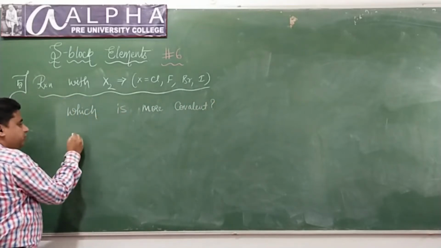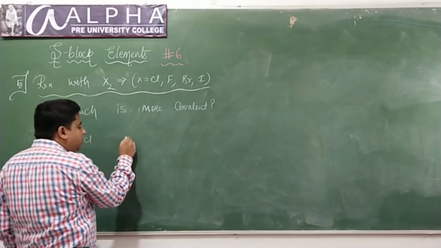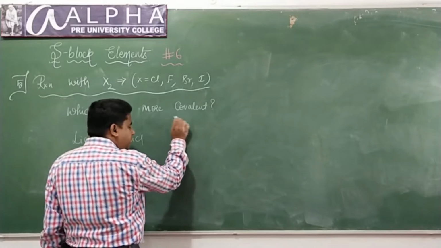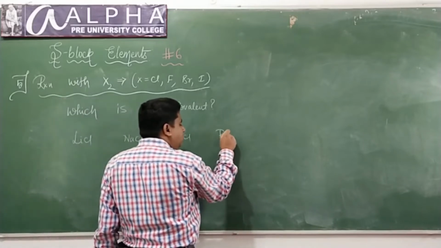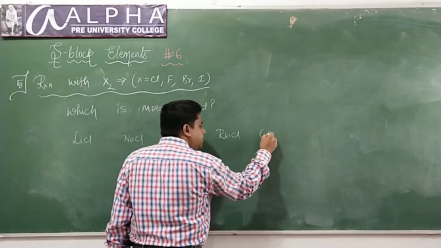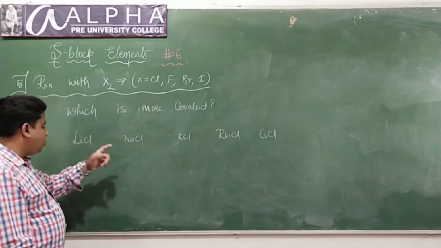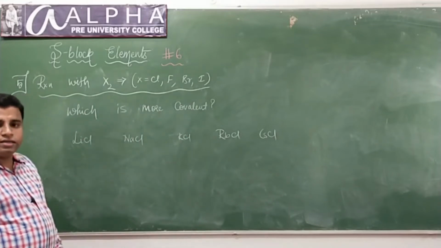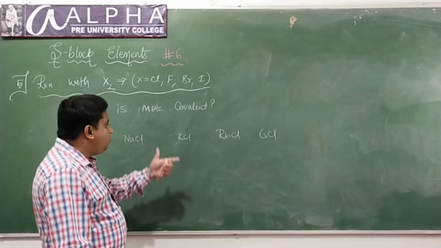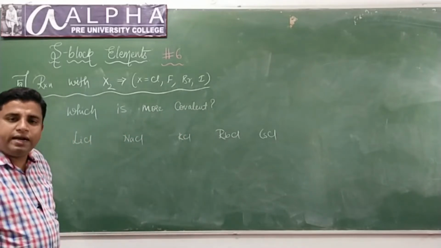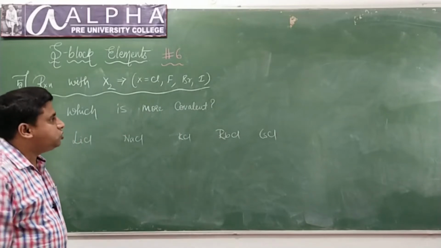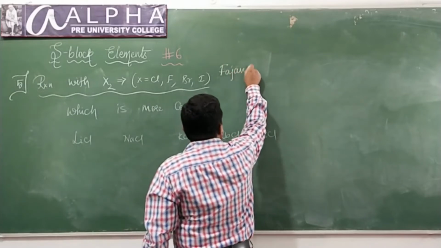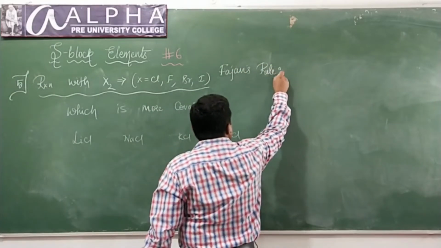I have lithium chloride, sodium chloride, potassium chloride, rubidium chloride, and cesium chloride. I told you, when the question is about covalent character or ionic character, you are supposed to use Fajan's rule, isn't it?